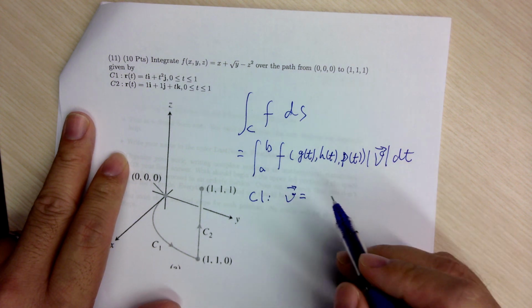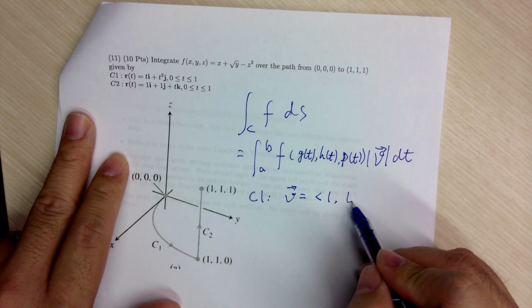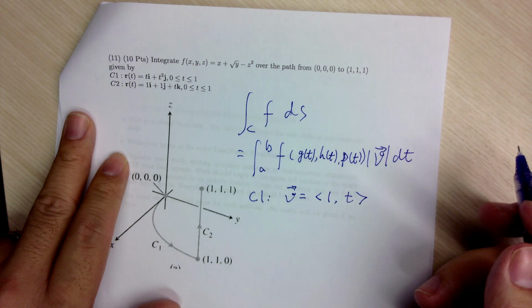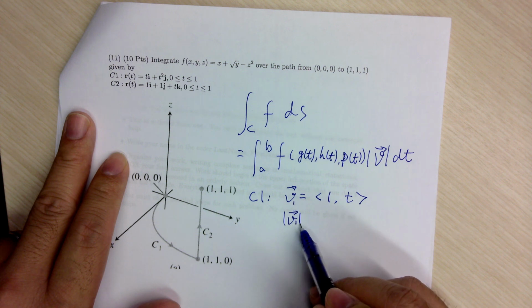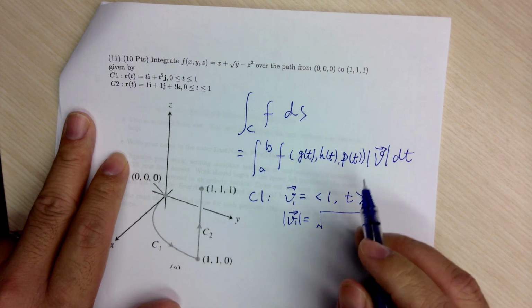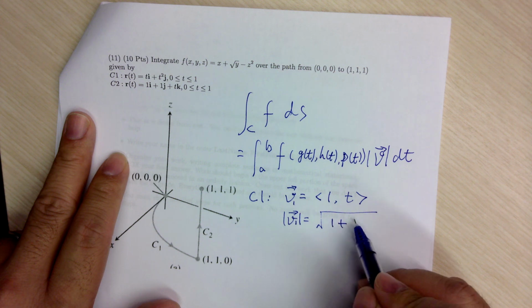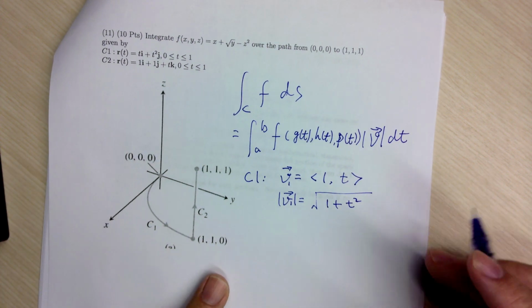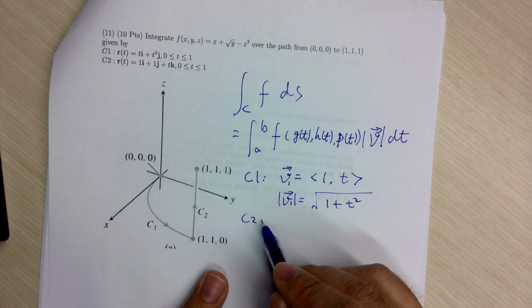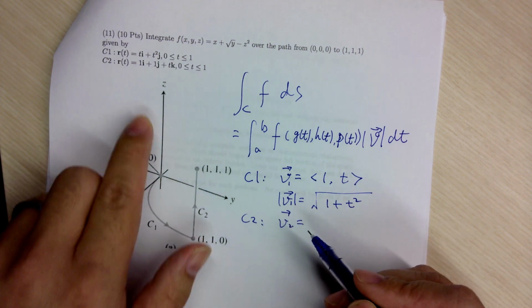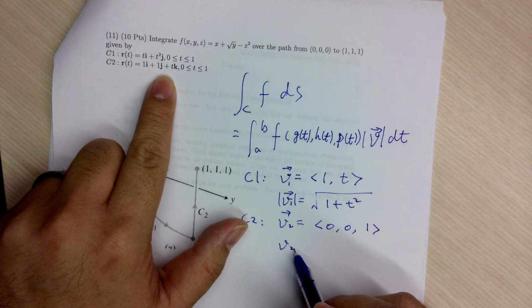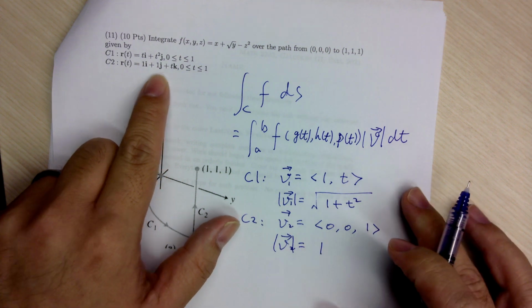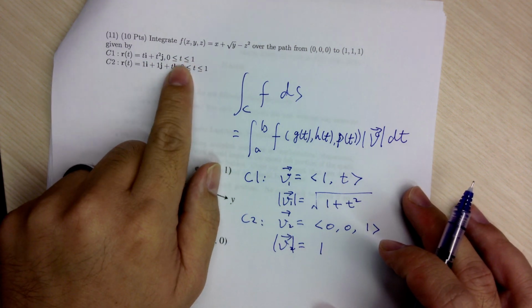v equals 1 and t, right? So the magnitude, or maybe let's call it v1, v1 here is going to be square root of 1 plus t squared, right? And then for C2, let's see, v2 prime, the derivative of this one is going to become 0, 0, 1. So the magnitude is as simple as just a 1 here. And both t are from 0 to 1, right?